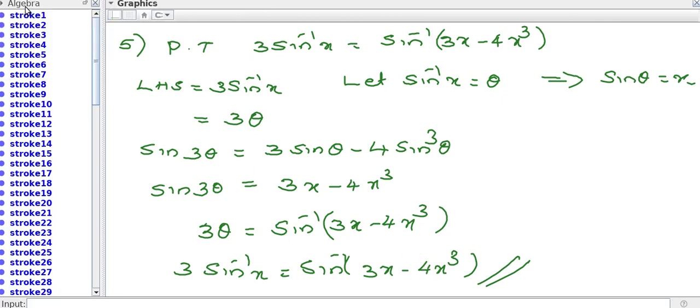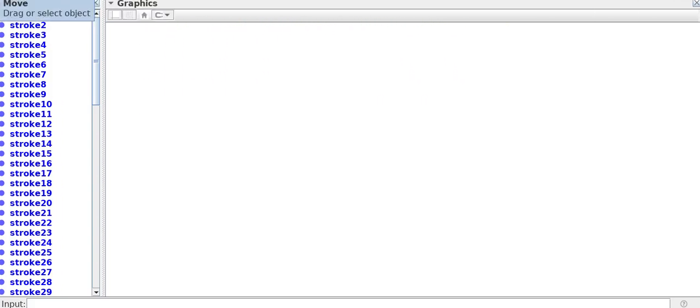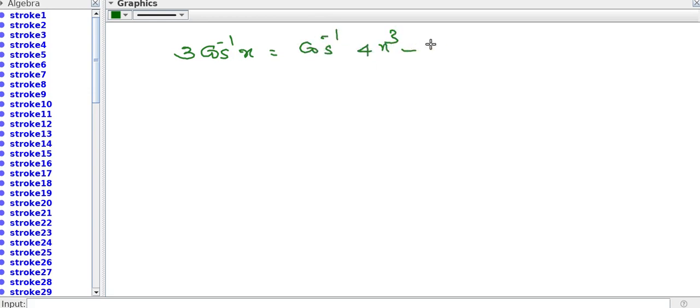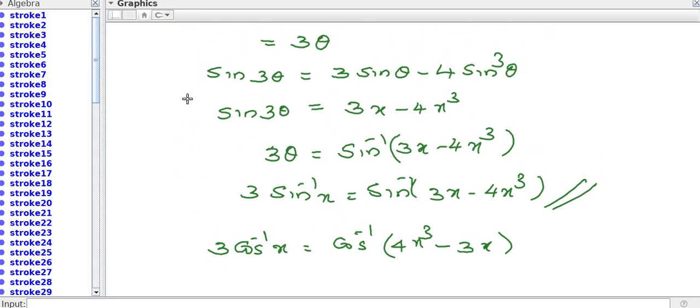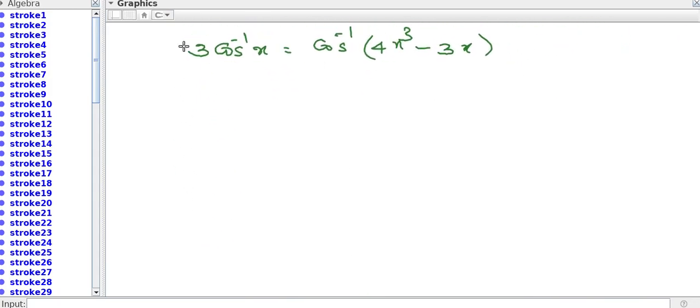Now I think you have a similar one that you can do by yourself. I will write the question, but you can do it by yourself. Okay. The question is this one. Prove that 3 cos inverse x is equal to cos inverse 4x cube minus 3x. Okay. I think you can do a similar one. This is our question number 5, so this is question number 6.